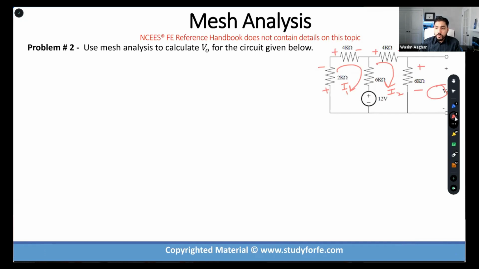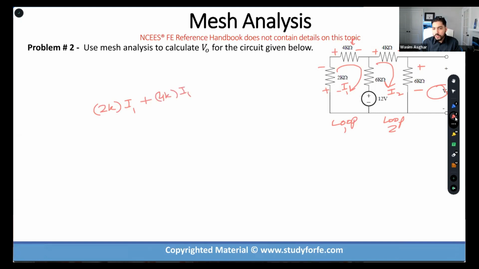All right, so what are we going to do over here? First of all, write the equation for loop number 1, and then for loop 2. For loop 1, let's start with the 2K resistor. It's easy. Current is entering the positive terminal of the 2K resistor and leaving the negative terminal. If it enters a positive terminal, we write it as positive. So it's going to be 2K times I1, correct? Current is entering the positive terminal of the 4K resistor and leaving the negative terminal, so I'm going to write positive 4K times I1.